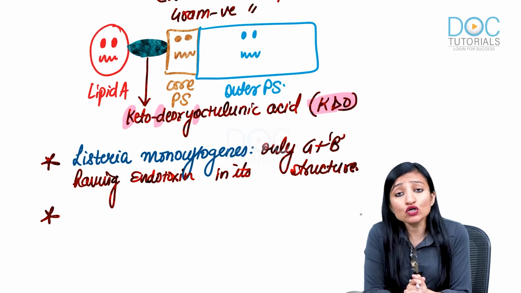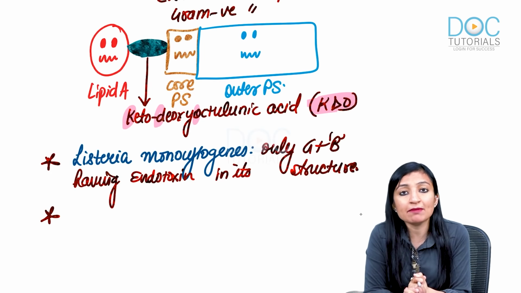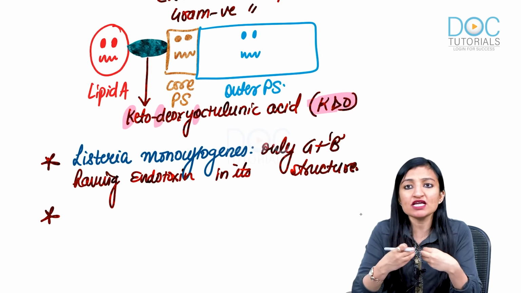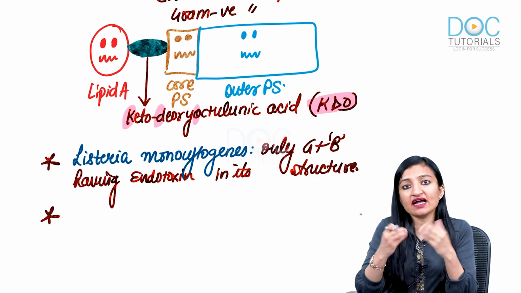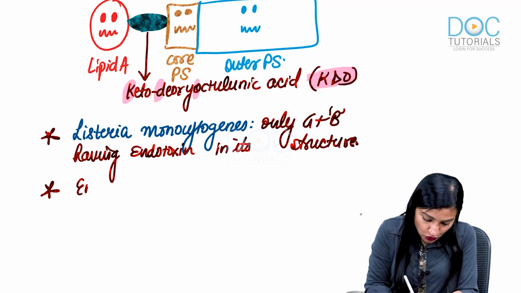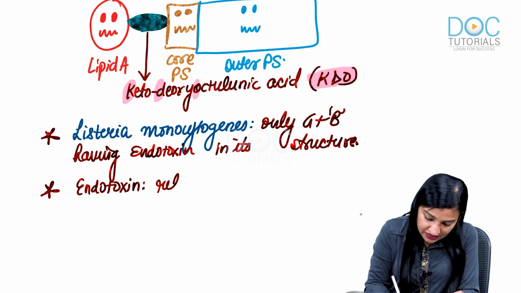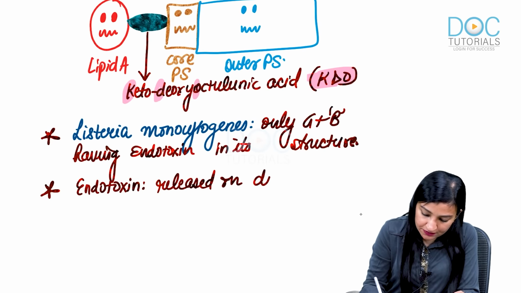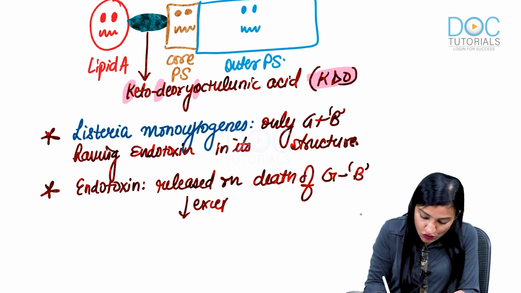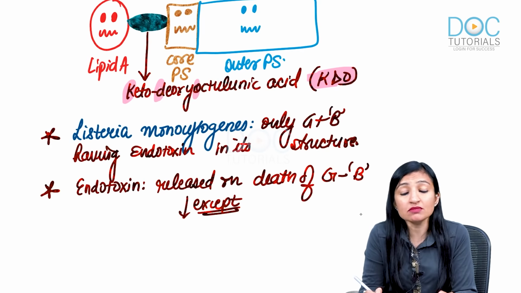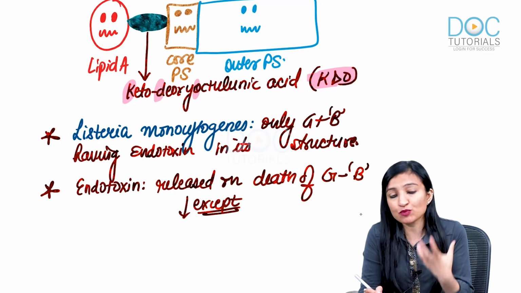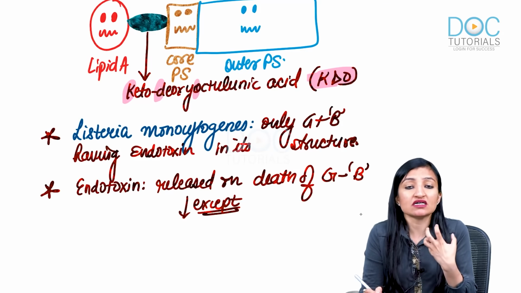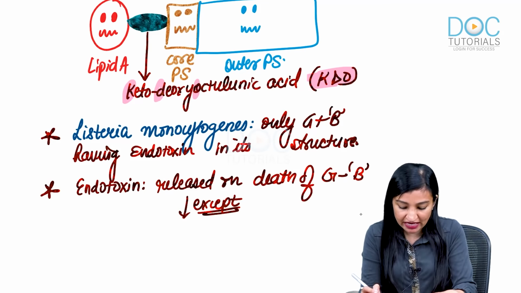Okay, endotoxin is an integral part of the structure of gram negative bacteria, so it is expected to be released out of the bacterial body only when the bacteria die and undergo lysis. So endotoxin, remember, is released on the death of gram negative bacteria, except one important gram negative organism which produces endotoxin even while it is alive, and that is responsible for the fatality or the seriousness of the disease caused by these gram negative organisms.